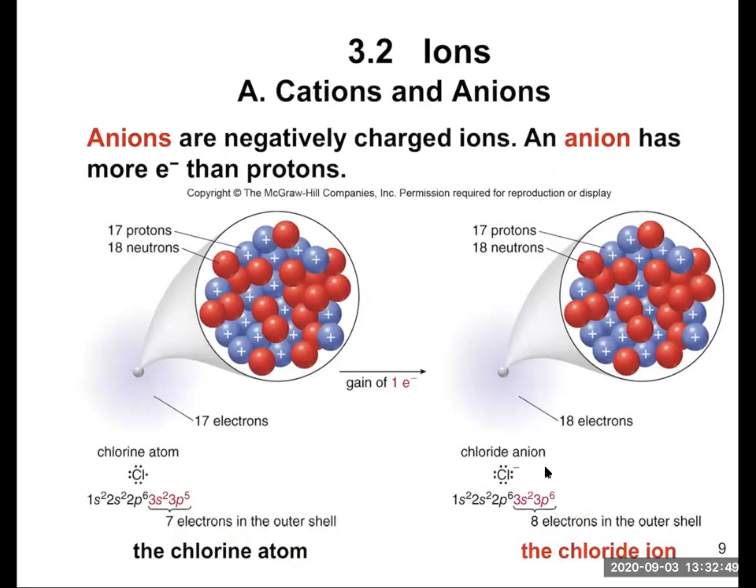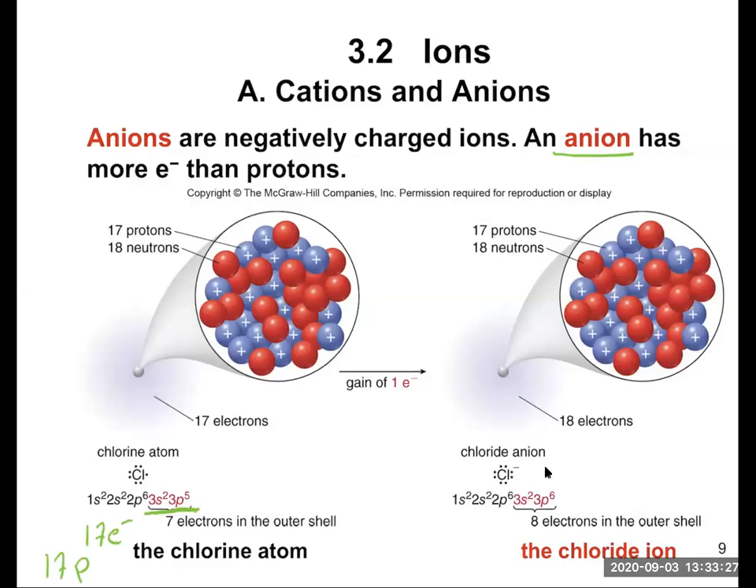Anions are negative charge. They like to accept electrons. What that means is that an anion is going to have more electrons than protons. We have an example here. Chlorine has 7 electrons on the outermost shell. In total, it has 17 electrons, right? But in total, it has 17 electrons, and it has 17 protons. And that is considered a chlorine atom.